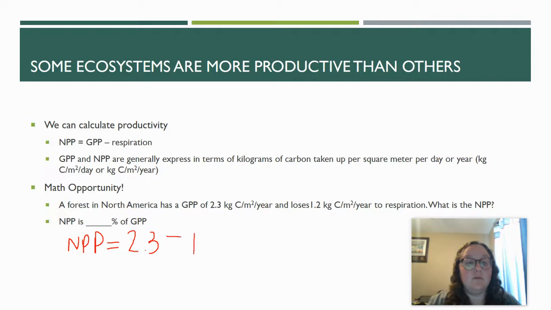Minus 1.2, which will be 1.1. And then please in class write your units or we'll have a problem. So our NPP is going to be 1.1 kilograms of carbon per meter square per year. And when we do the calculation, we generally see it actually is about 40% of the GPP.